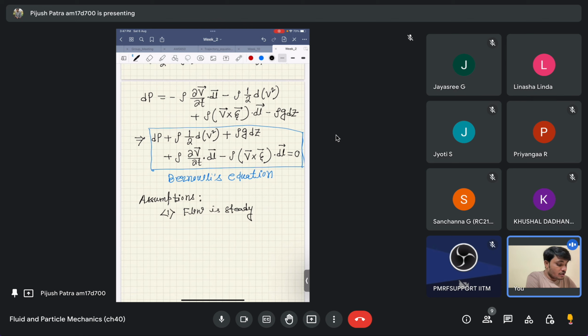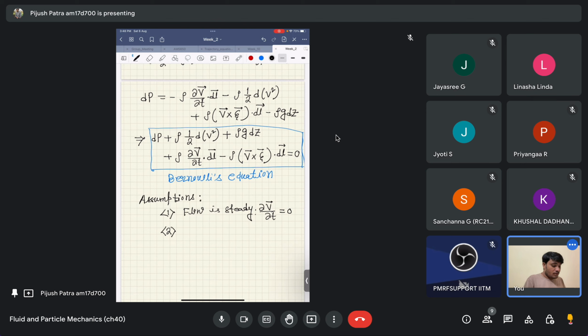Can someone tell me which term of this equation which I boxed will be 0 for the steady flow? Steady flow means the flow variables are not changing with time. So when the flow variables are not changing with time, that means this ∂V/∂t term will be equal to 0. This is assumption number 2.